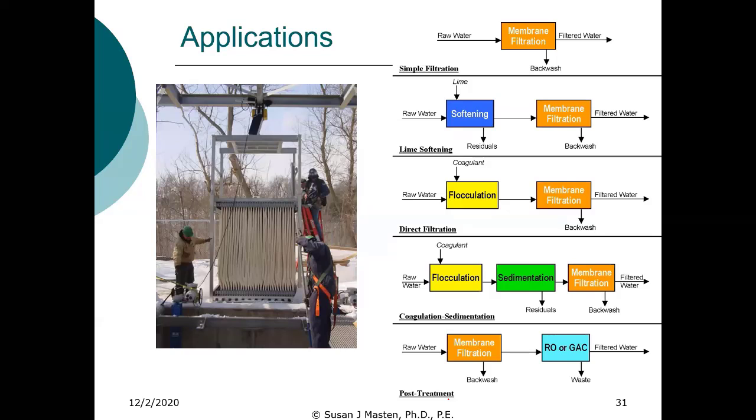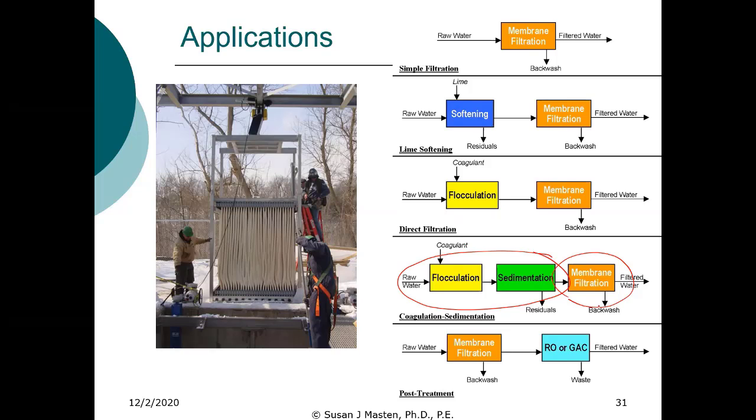You can also use it for softening. In the second one, you have a softening step first, and then a membrane filter for further softening. This here is a direct filtration system. You're applying some coagulant, you've got some flocculation. Notice there isn't sedimentation. So this is again used for pristine water supplies. If you have a large amount of sediment that's produced, that's going to clog the filter very quickly.